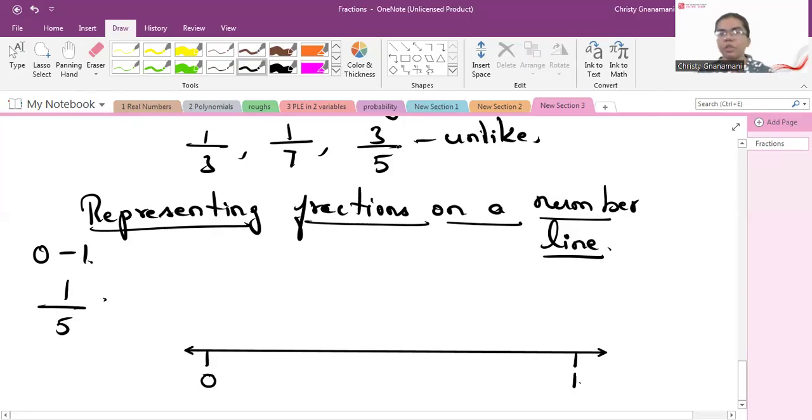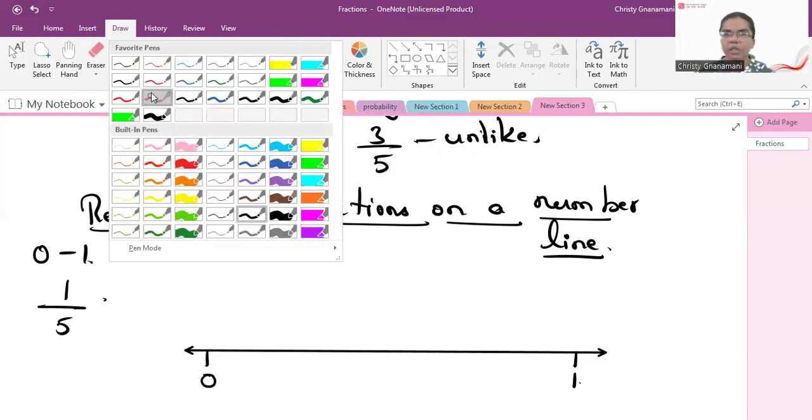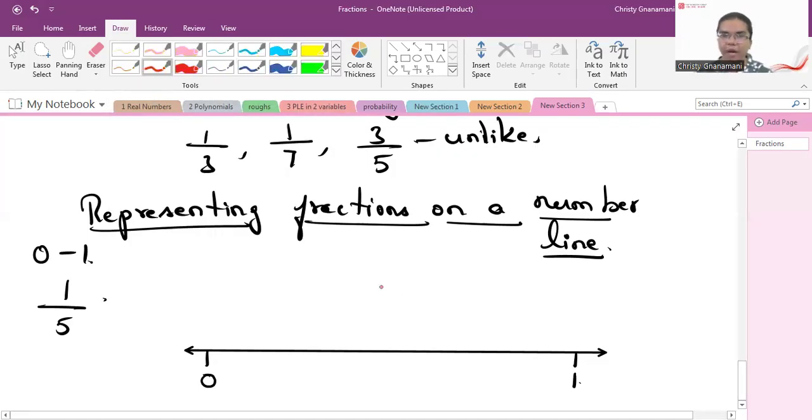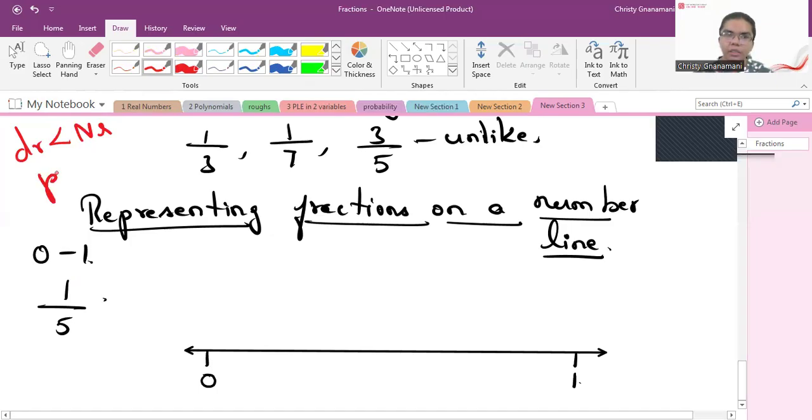By the way, what is a proper fraction? A fraction whose numerator is less than its denominator is called a proper fraction. So 1/5 is a proper fraction. You can note it down. What is a proper fraction? A fraction whose numerator is less than the denominator. We call it a proper fraction.